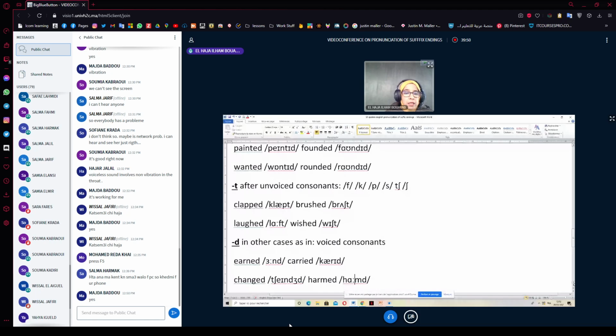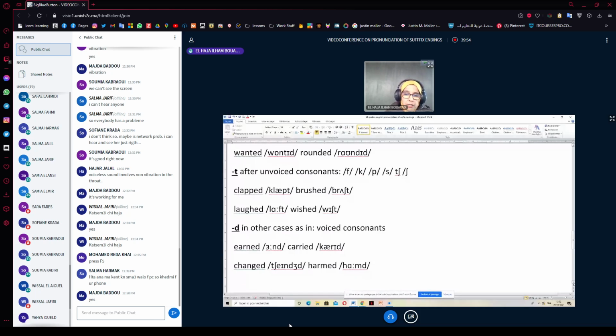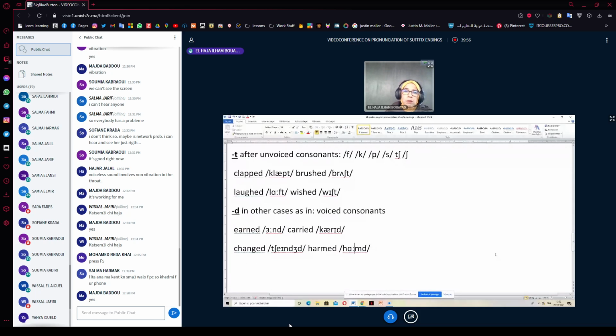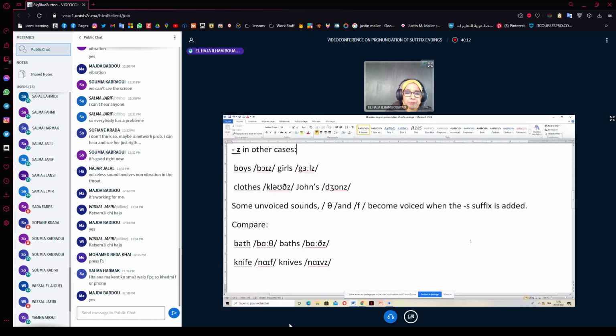So these are the main different pronunciations of the ed and the s of the plural or third person singular or genitive or possessive or contraction. Okay, so it seems important to know these different pronunciations of suffix endings. Do you have any question?